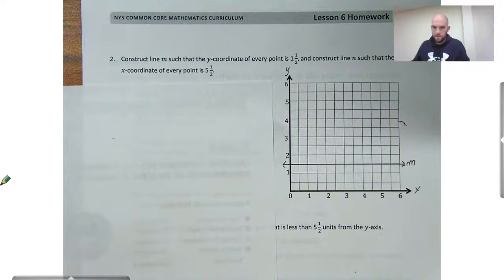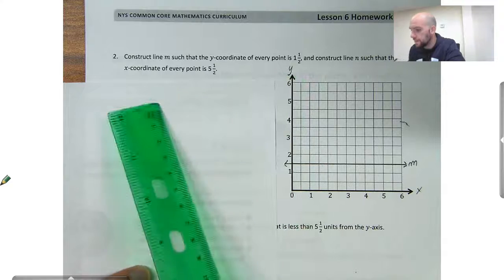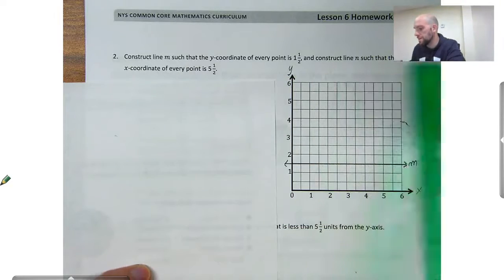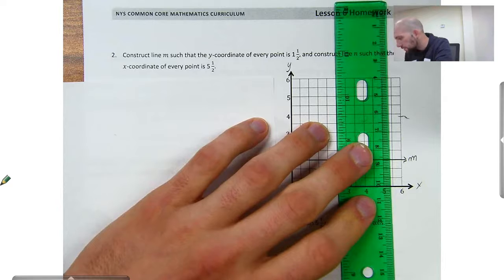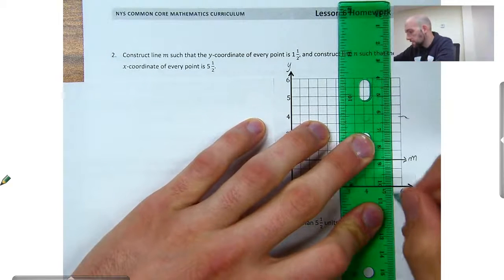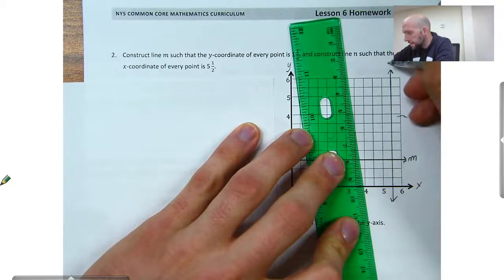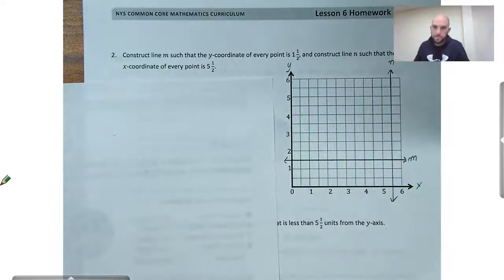All right. And then we need to do a line N. And it says such that the X coordinate of every point is 5.5. So the X coordinate is 5.5. Way over here. So a line there, and this is going to be line N. I used cursive M and cursive N to name those lines.